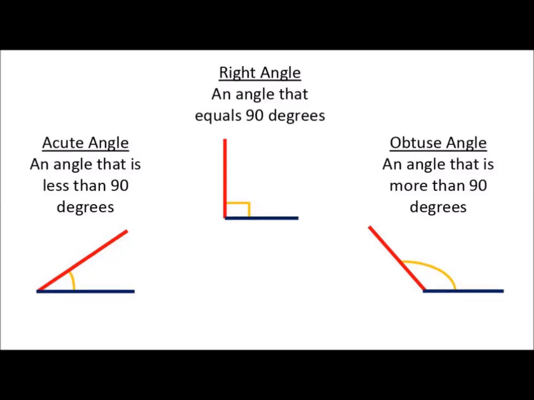Your body would be at an obtuse angle. A right angle is an angle that is at 90 degrees, and a right angle looks like an L.